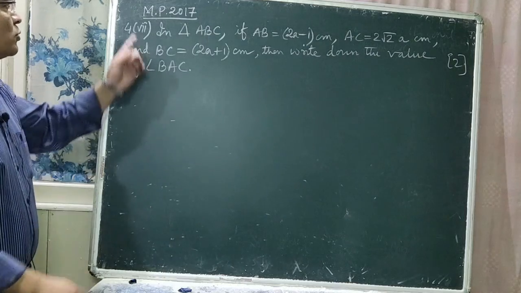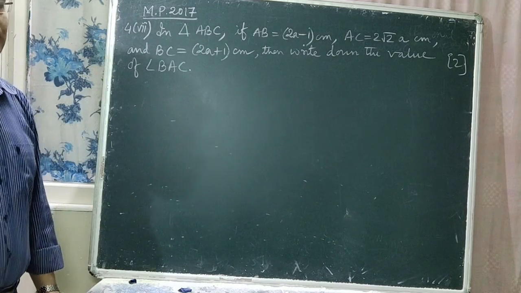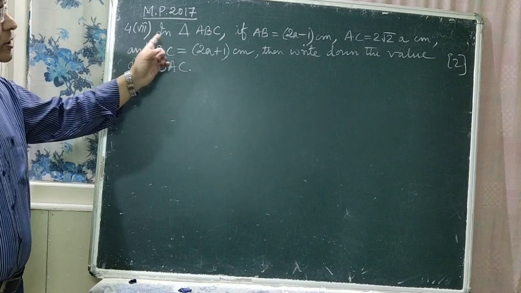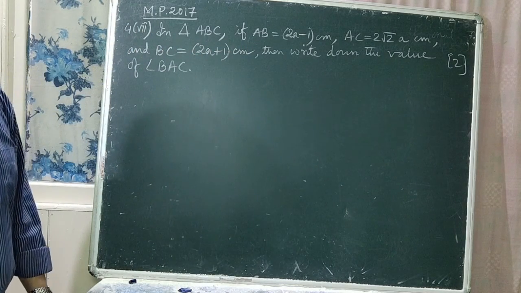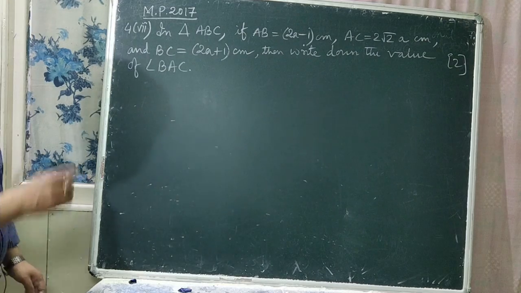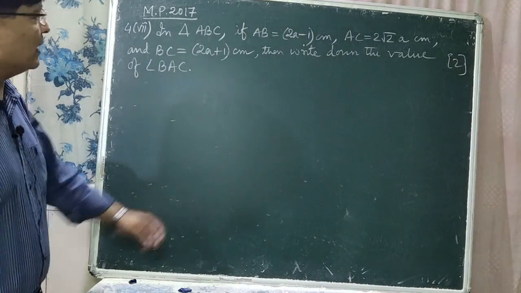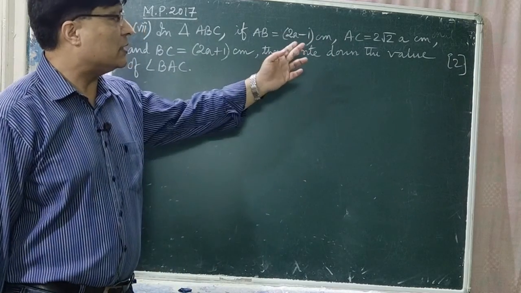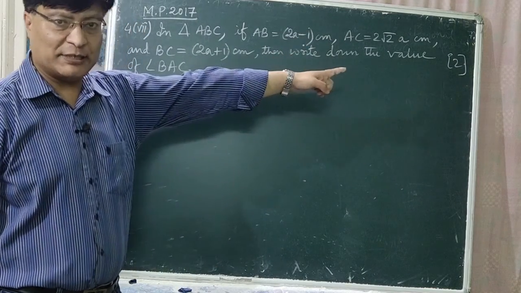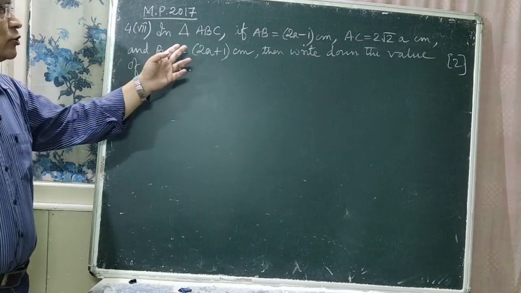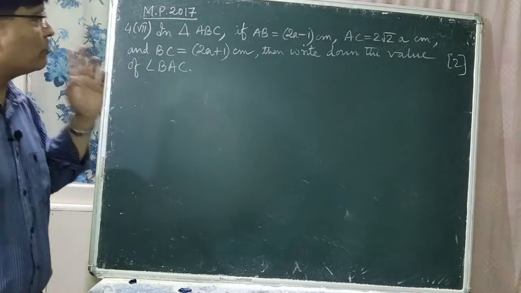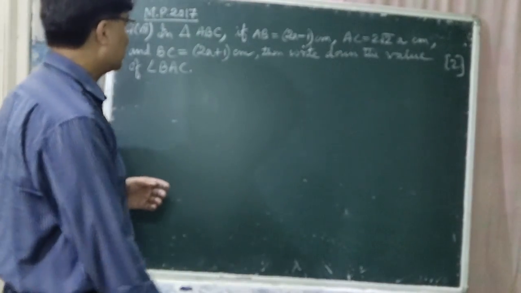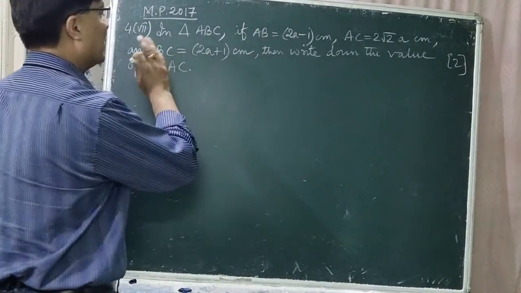Now this question is from the same Madhyamik Pariksha 2017. That is 4 number 7. This question also carries 2 marks. Okay. So in triangle ABC, the length of AB is given as 2a minus 1 centimeter. AC is equal to 2 root over 2a centimeter. And BC is equal to 2a plus 1 centimeter. You have to write down the value of angle BAC. Right? So let us write down the value for angle BAC.